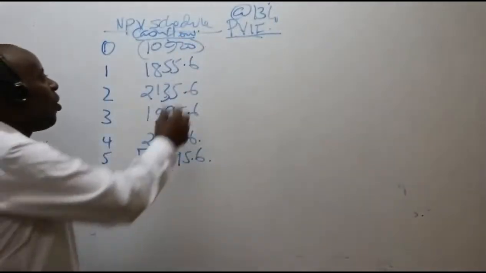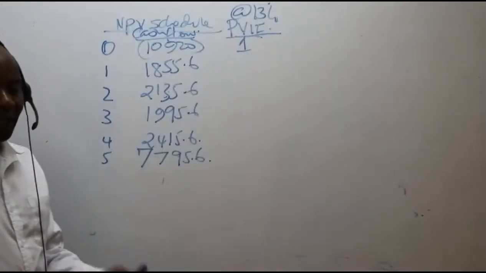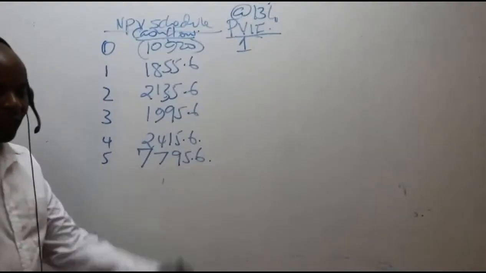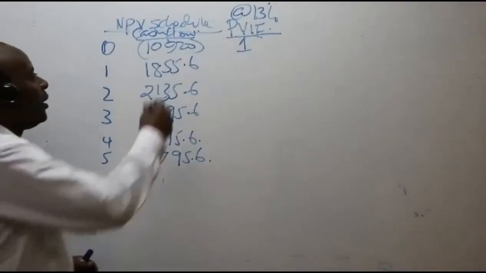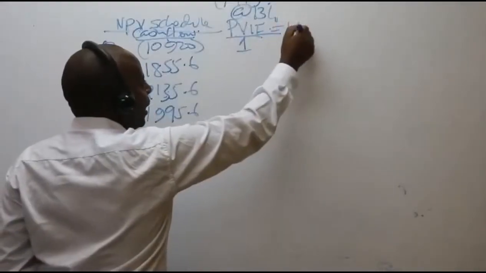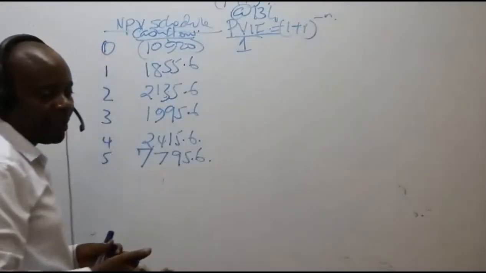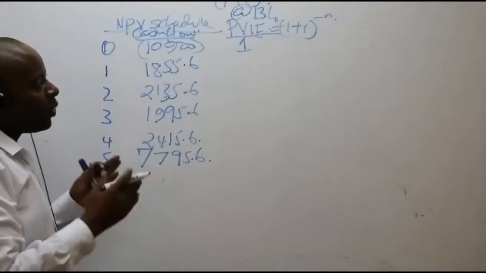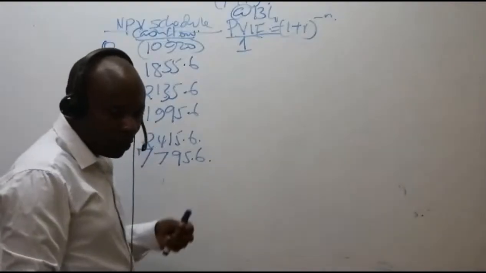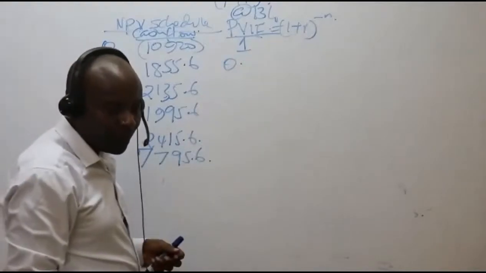I know that at time 0, the PVIF will always be equal to 1. Is there anybody who has got 13% in their table? If you don't have it, you know the formula. It is 1 plus R raised to negative n. So the first one will be 1 plus 0.13, which is 1.13 raised to minus 1. I'm being told that the first one is supposed to be 0.5. No. The second one here is supposed to be 0.8850.